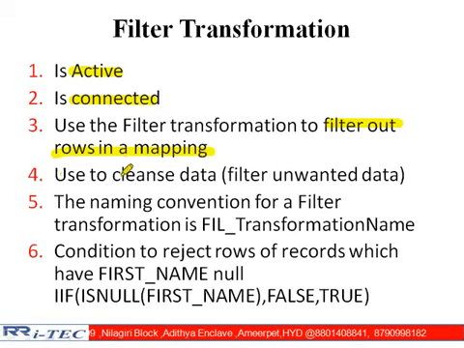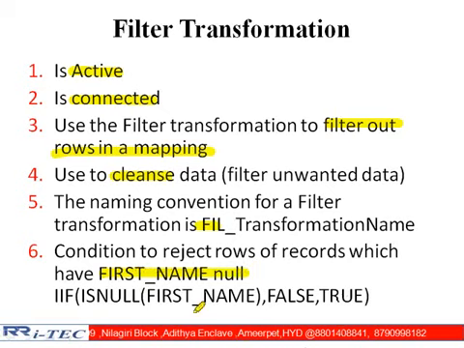Now, we use it to do one activity that is called cleansing the data, filtering unwanted data. The naming convention is FIL underscore, and the purpose of that one you need to write. And see one example I am trying to give here. The condition is to reject rows of records which have first name null. When first name is null, we think there is dirty data. I don't want that data.